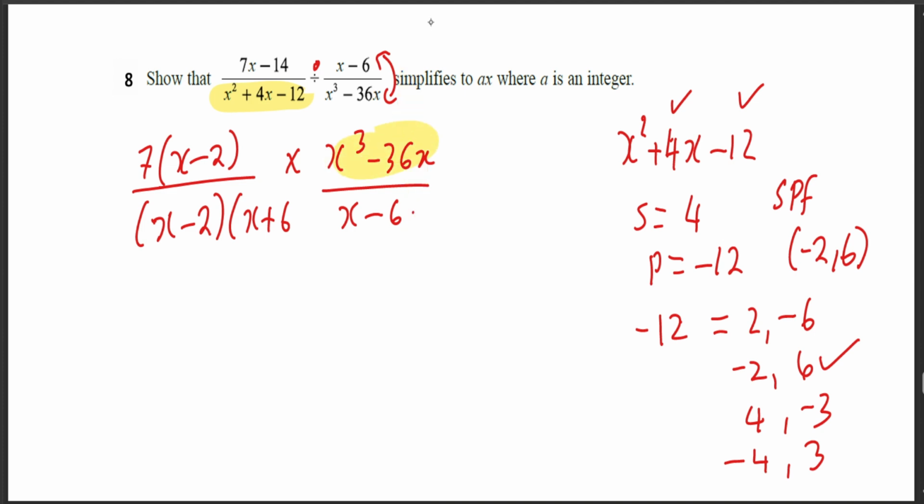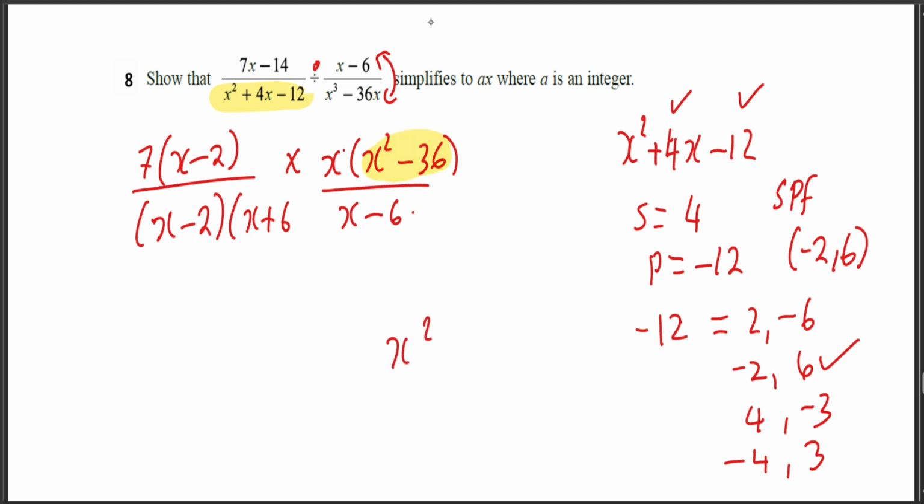Okay, we can factorize this one. And how do you factorize this? Obviously, the common factor here is x. The common factor is x, and therefore you'll have x squared minus 36. Now this is a difference of 2 squares.